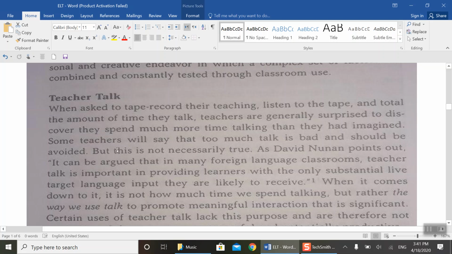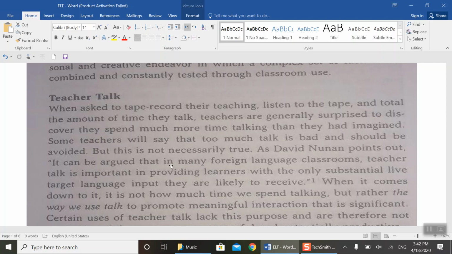You see, some teachers will say that too much talk is bad. Too much talk is bad and should be avoided. Okay, so some teachers think, and this is my opinion, I agree with this, that too much talk is bad. I mean, if the teacher inside the class speaks a lot, this is bad. It should be avoided. Teachers should not speak a lot. Rather, they should speak little.